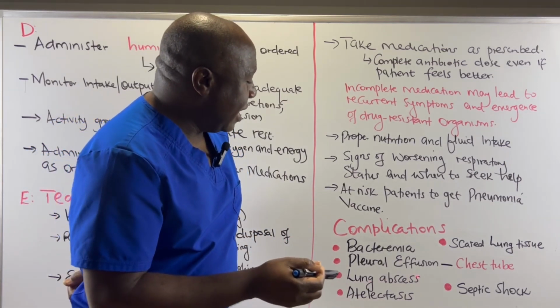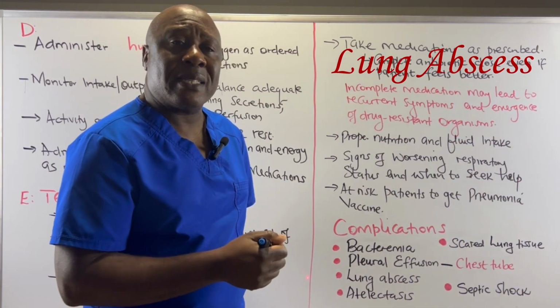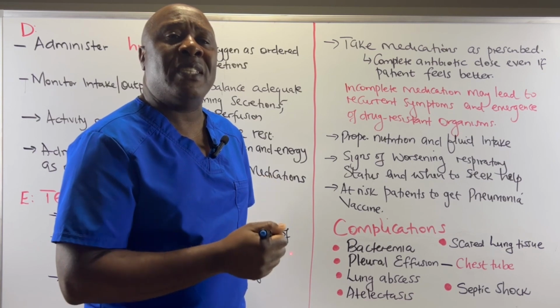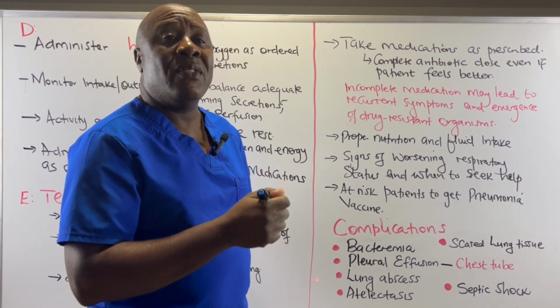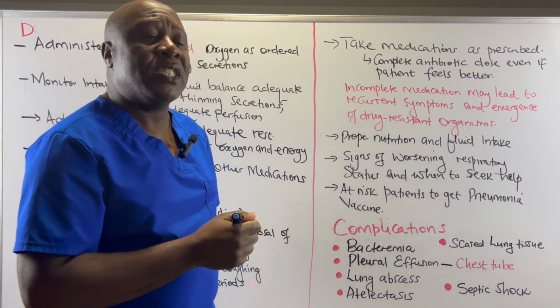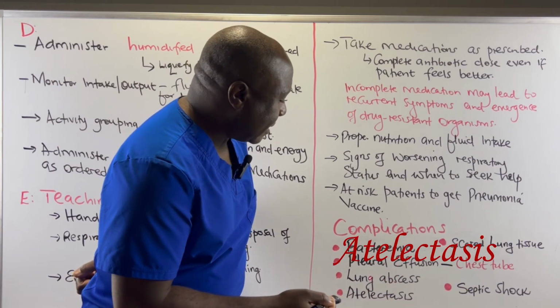Then we also have lung abscesses. Lung abscesses are going to develop because pus is going to collect in those cavities within our lung. And when you have pus in the cavities of the lung, then that lung will not become very efficient in gaseous exchange. And then we also have atelectasis.